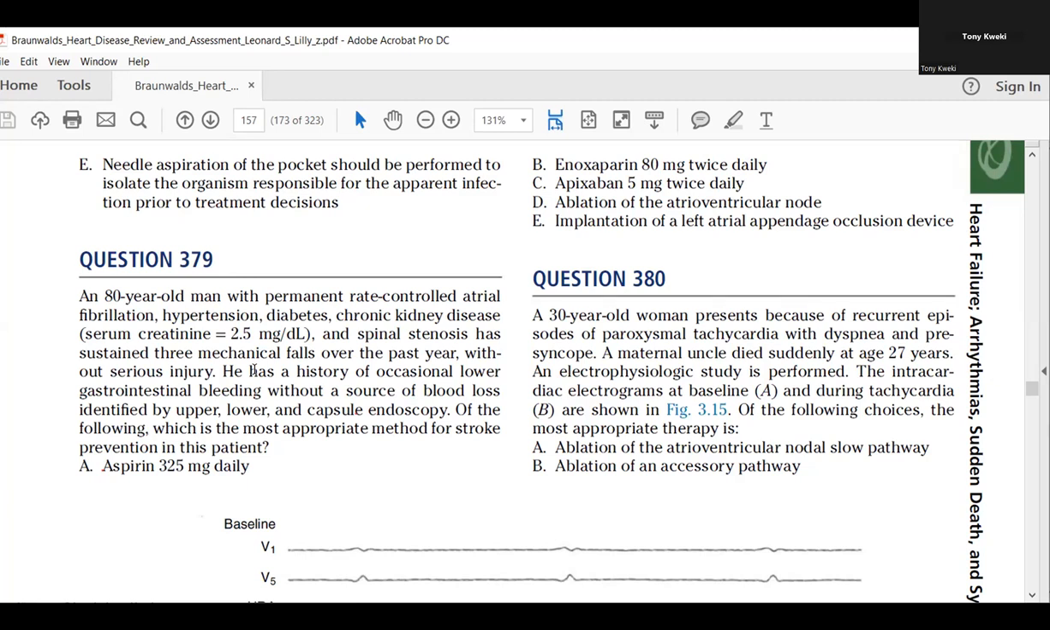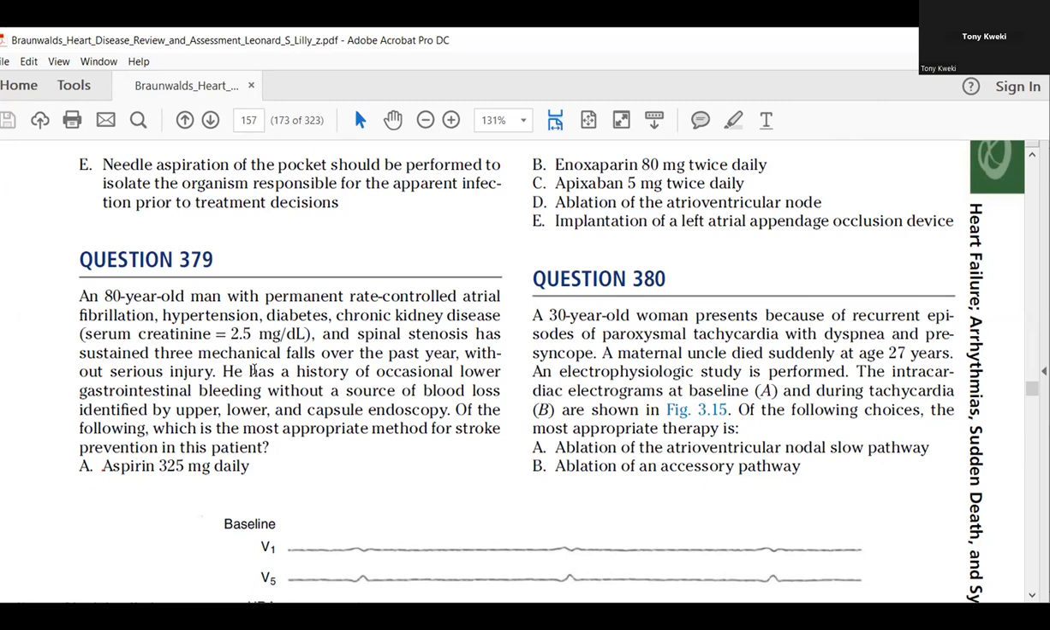Apixaban, of course, is very appropriate for patients in this context. This patient has CKD. If we are going to use apixaban, the 5 milligram twice daily will not be appropriate. Patient will benefit usually from 2.5 milligram for his age, and apart from the age, also because of the creatinine clearance. Also, ablation of the AV node will not solve the issue. It is useful for symptomatic patients with AF and persistently rapid ventricular rates, but the procedure does not reduce the incidence of stroke for this patient.